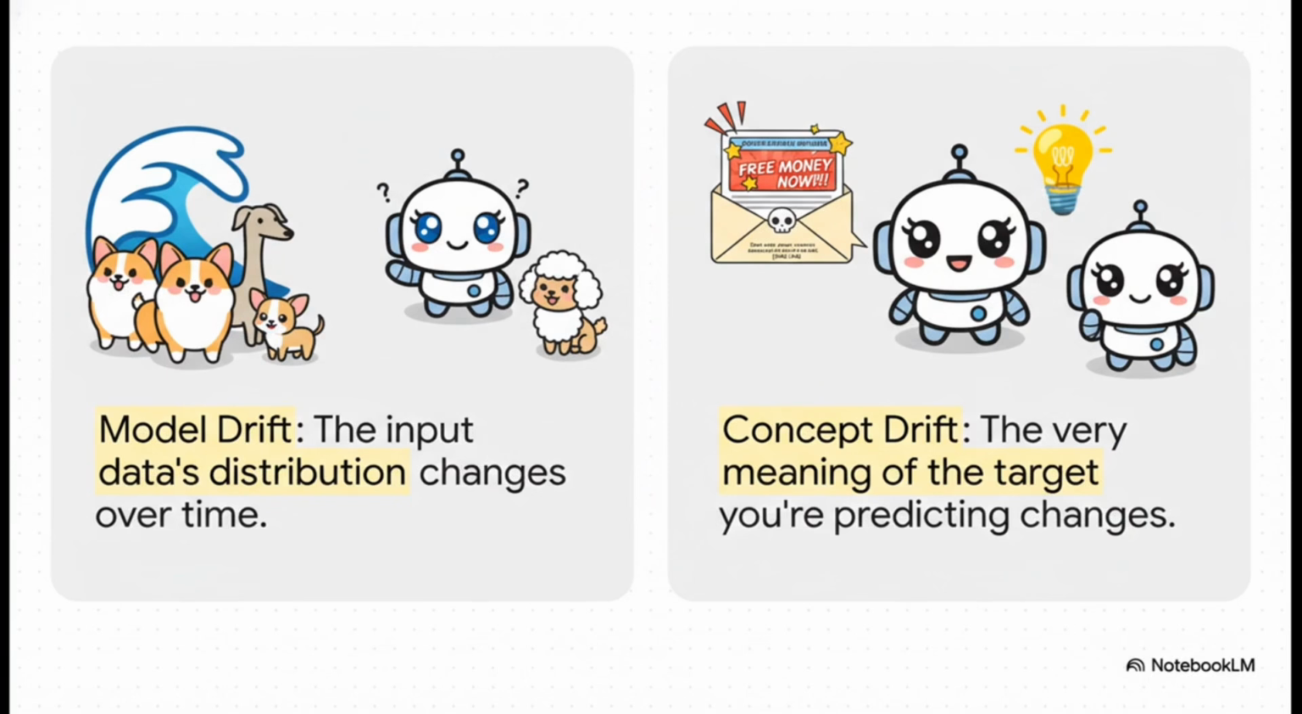Now, let's clear up two terms that sound similar but are totally different. Model drift versus concept drift. Model drift is when your input data changes, so maybe your user base is suddenly much younger than it used to be. Concept drift is sneakier. That's when the actual meaning of what you're trying to predict changes. Like the definition of what counts as a fraudulent transaction might change as criminals get more creative.